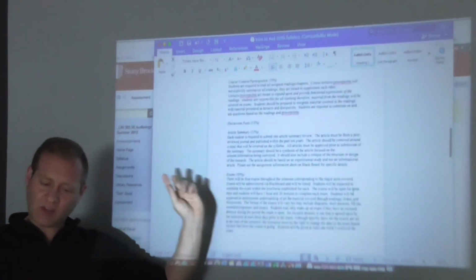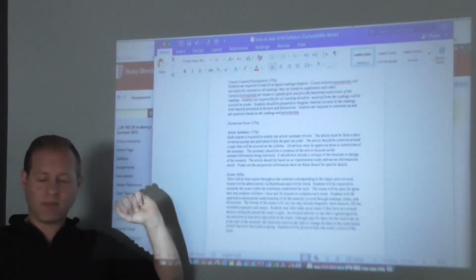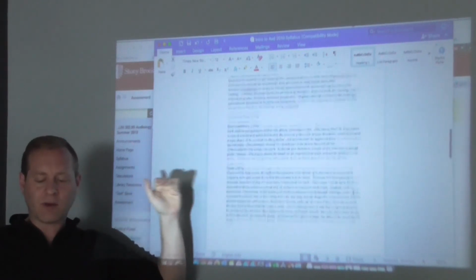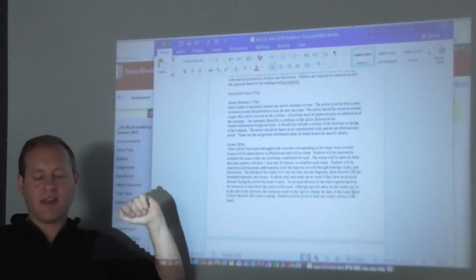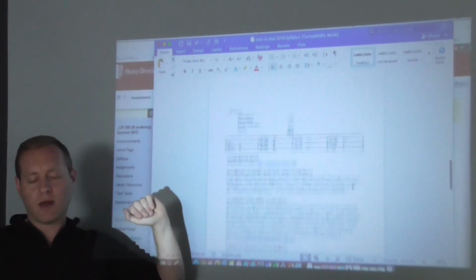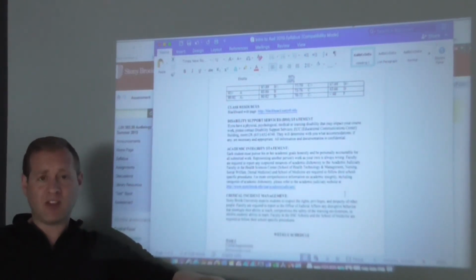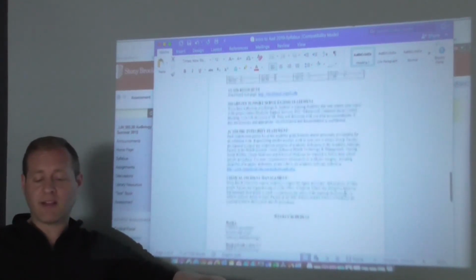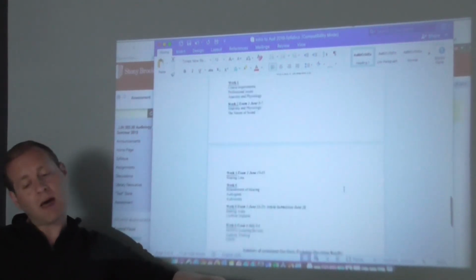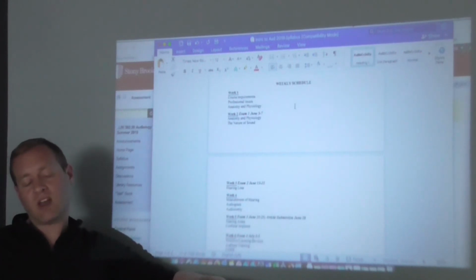Okay, jumping back to the syllabus, I went through the article summary, I briefly discussed the exams and how they will happen. The rest of the syllabus includes some important information that is necessary for Stony Brook, and you guys have probably seen this in other classes. And then finally at the bottom of the page you will have the weekly schedule.